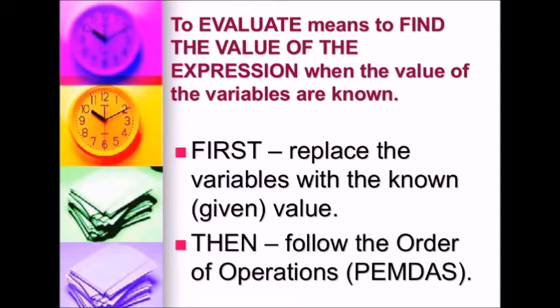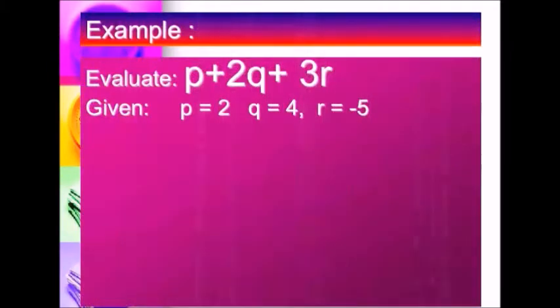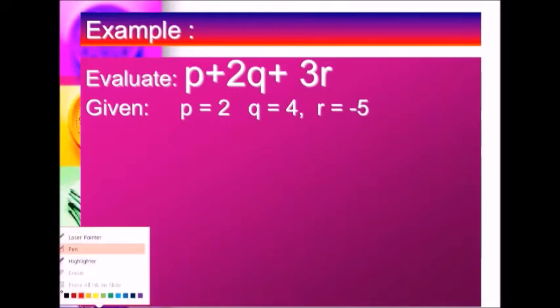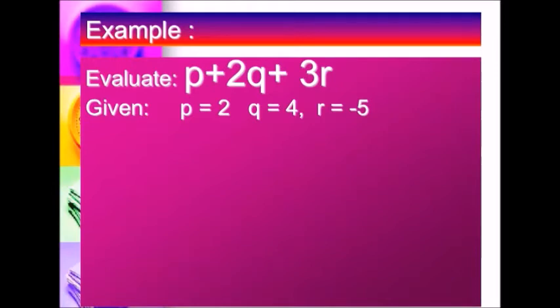Let us start with the first example. Evaluate P plus 2Q plus 3R if P equals 2, Q equals 4, and R equals negative 5. I'll just change the color of my annotation pen so it can be seen on the slide. Okay, so let us now evaluate.